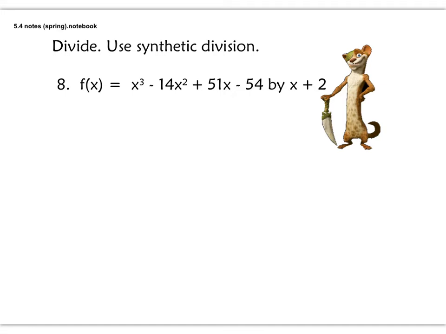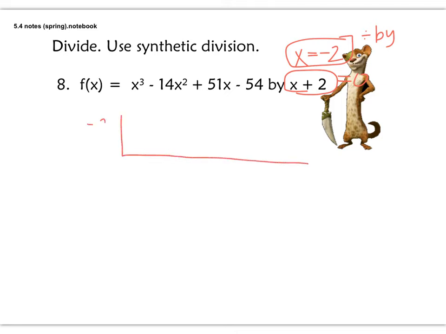All right, let's take a look again. Next problem. Since I am dividing by just x plus or minus a number, I can use synthetic division. So if x plus 2 equals 0, that means x equals negative 2. This is what you are dividing by. All right, so we're going to set this up. I know I'm dividing by negative 2. And we're going to go ahead and put in our coefficients. Remember, there's an unspoken 1 there.